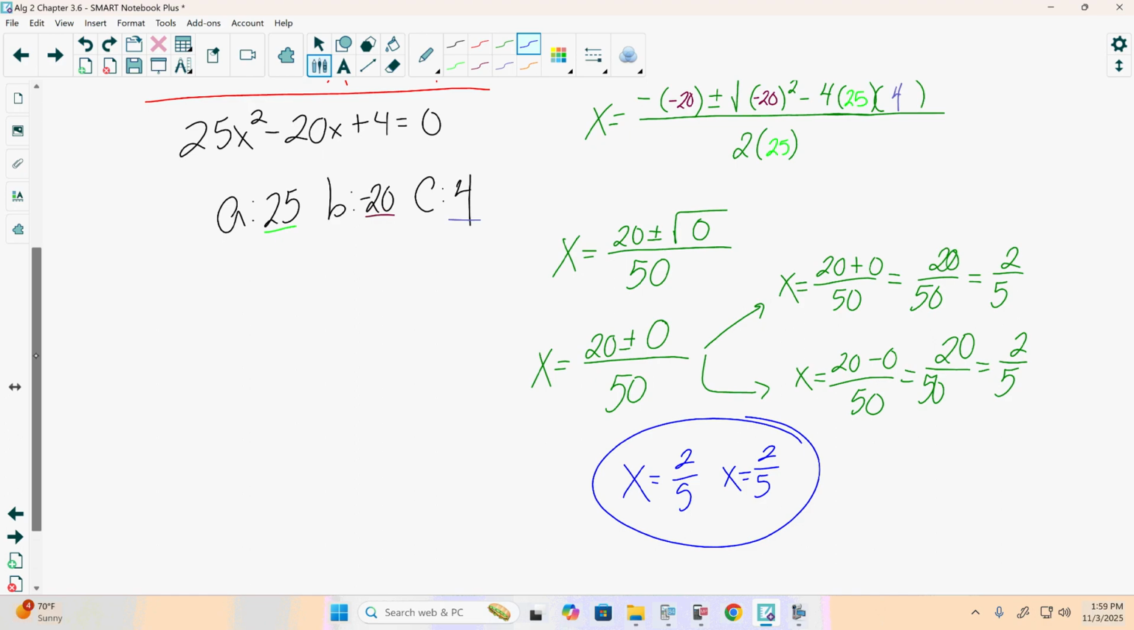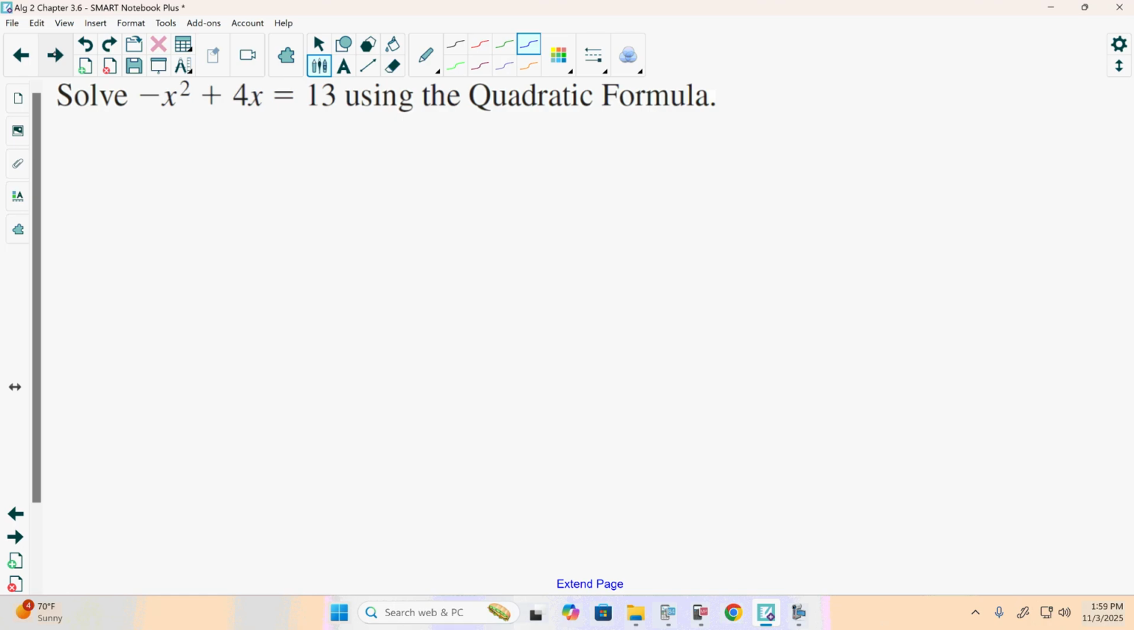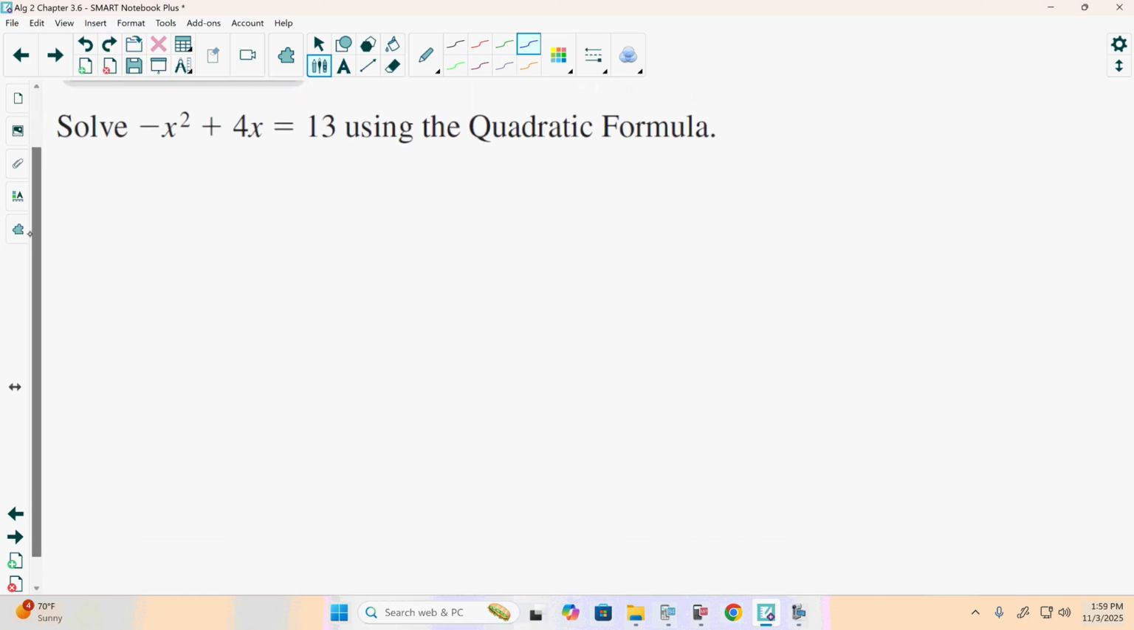We have one more of this type that we're going to look at, and then we're going to cover the last piece before the end of chapter 3. Are we ready for the last equation, solving by quadratic formula? Negative x squared plus 4x equals 13.